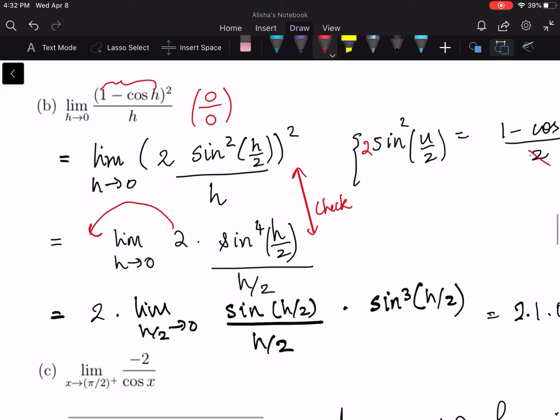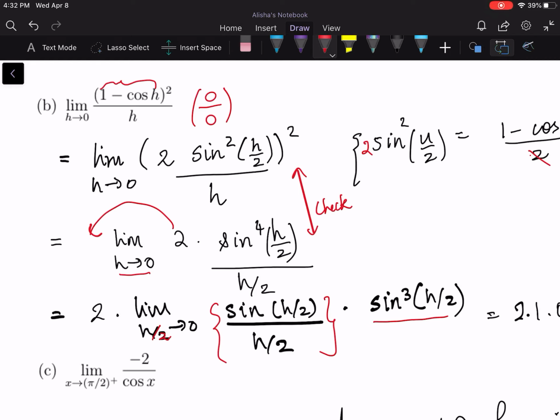And then inside the limit, I'm going to get something that looks like this, and then I'm going to pull out whatever's remaining, and whatever's remaining is the sine cubed of h over 2. And notice I also changed that limit as h going to 0 to h over 2 going to 0, and that's because if h is going to 0, equivalently h over 2 must be going to 0.